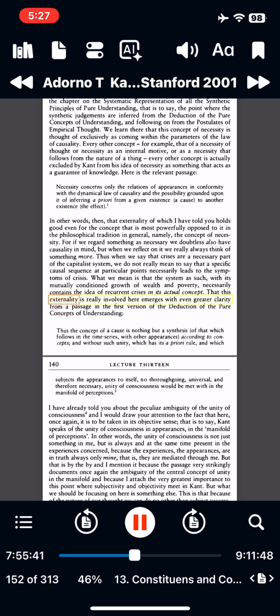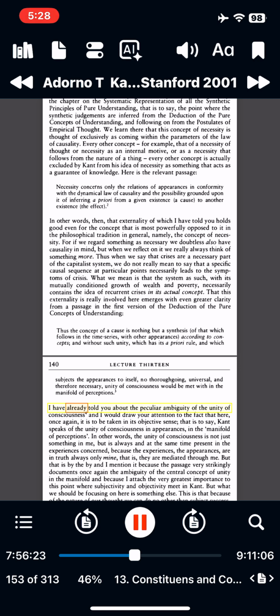That this externality is really involved here emerges with even greater clarity from a passage in the first version of the deduction of the pure concepts of understanding. "Thus the concept of a cause is nothing but a synthesis of that which follows in the time series, with other appearances, according to concepts. And without such unity, which has its a priori rule, and which subjects the appearances to itself, no thoroughgoing, universal, and therefore necessary, unity of consciousness would be met with in the manifold of perceptions."